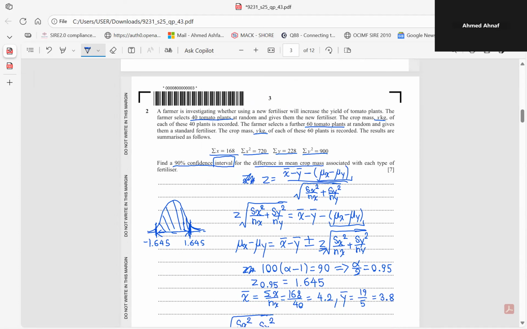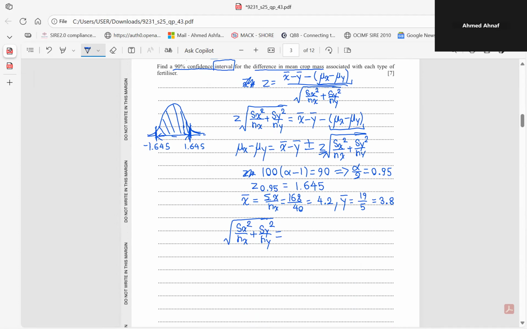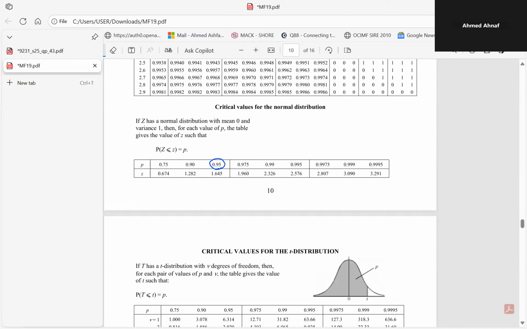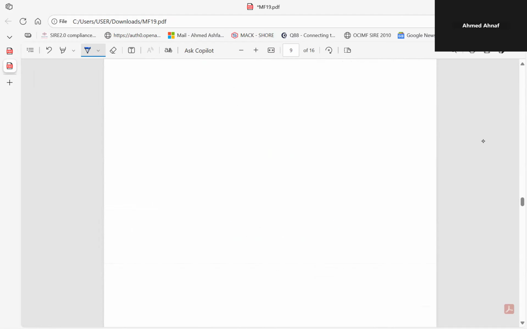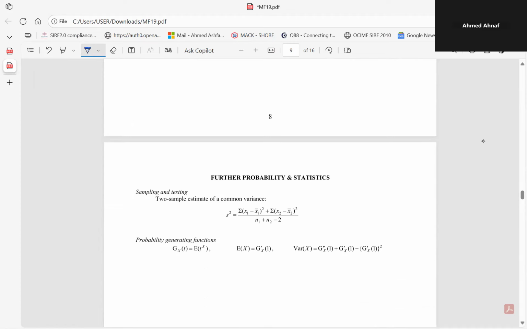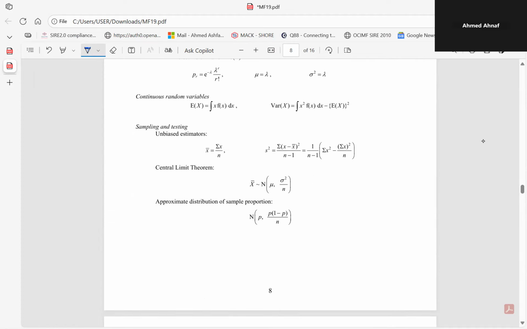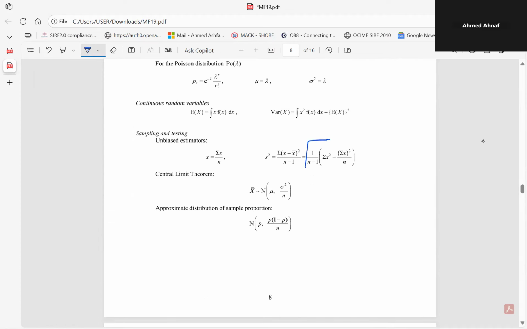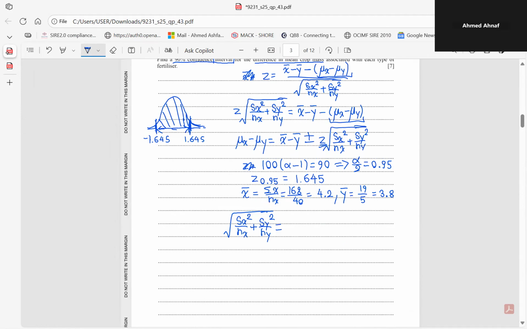So, S x, check the formula sheet for that. Okay, so yeah, you have it right here. We're going to use the second one because we have this and this, but not this. We don't have that, so we're going to use this one.